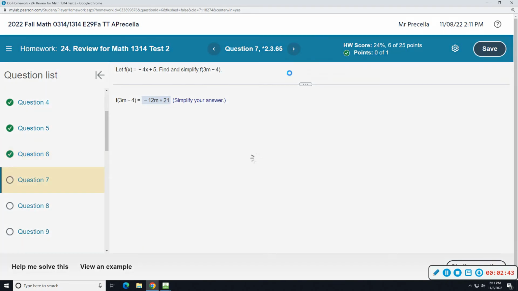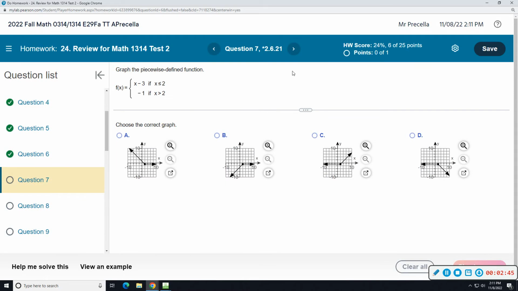Number 7 then. Oh, it's a piecewise function. They want us to draw the graph. Remember, we don't have a piecewise graphing tool built into this assignment, so graphing the piecewise functions will be handled using multiple choice. Let me write the problem down.